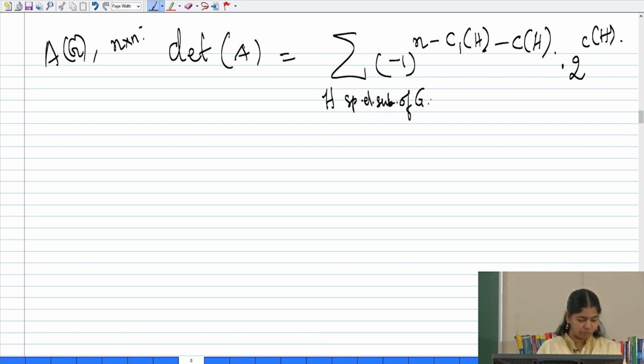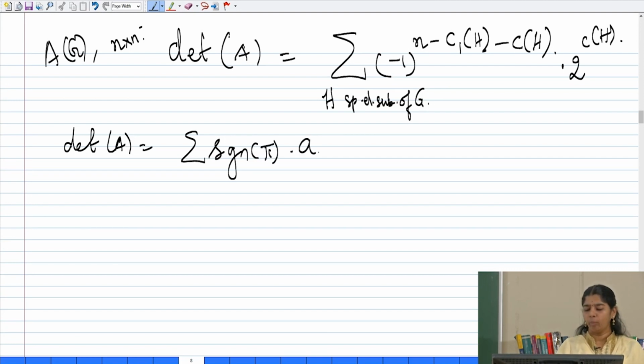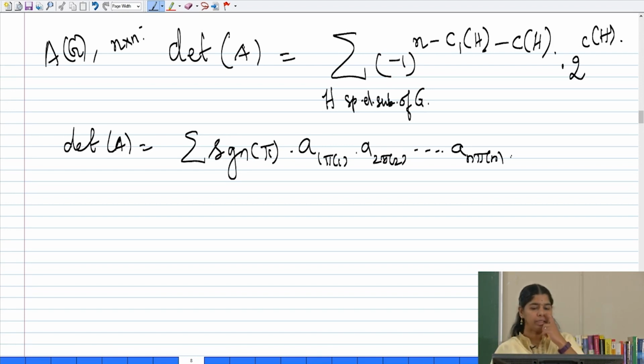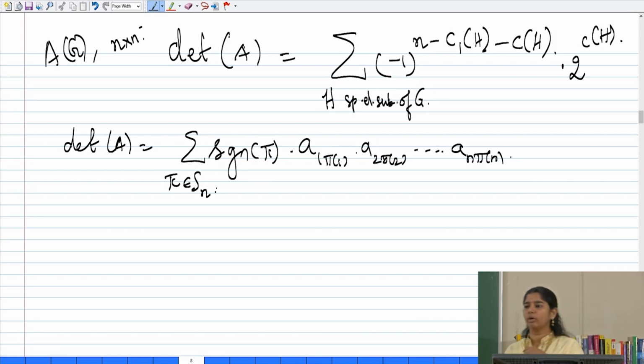So, how do we arrive at this formula? Let us go back to our original representation using permutations. There, our determinant was nothing but the sum of sign of a permutation pi into A1 pi 1, A2 pi 2 and so on, An pi n. This is what we had before, where pi is taken over all permutations on the n element set.